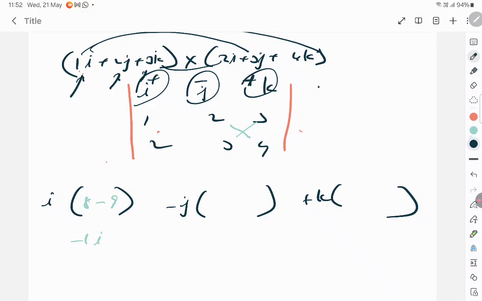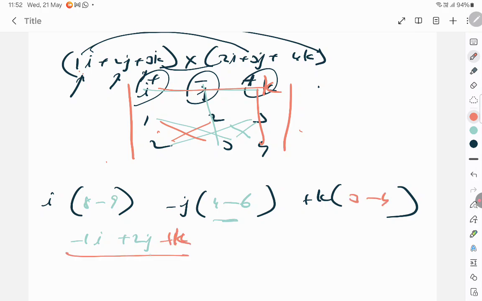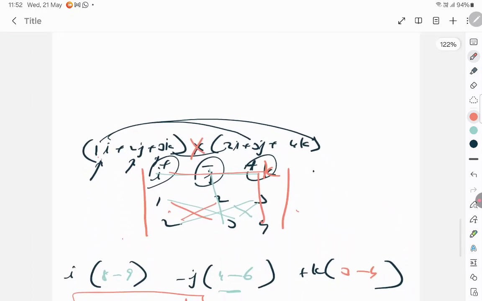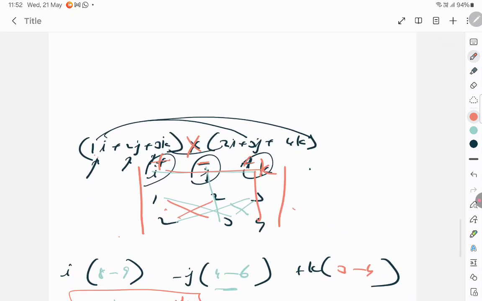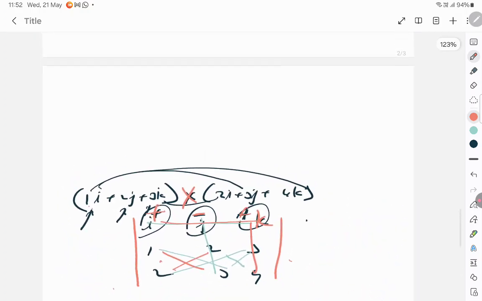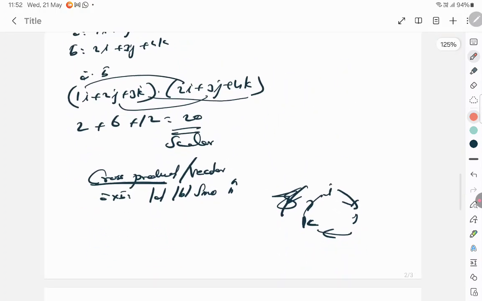Minus j, you have to omit that row and that column. Do top to bottom minus bottom to top, which is 4 minus 6, which is minus 2, plus 2j. Then plus k into, you omit that row and that column, top to bottom minus bottom to top is 3 minus 4. So therefore it's minus 1k. Thus you get a vector. That is why a cross product is called a vector product. Make sure you write positive, negative and positive and then proceed. A cross product always results in a vector.